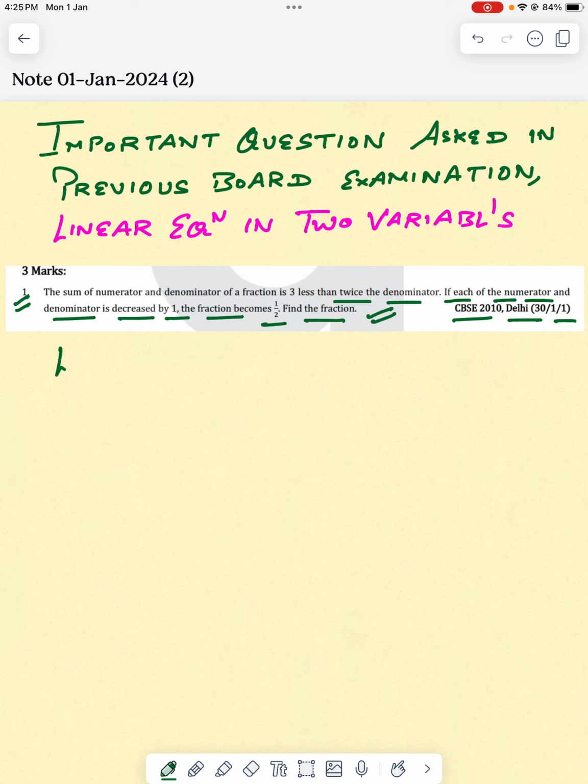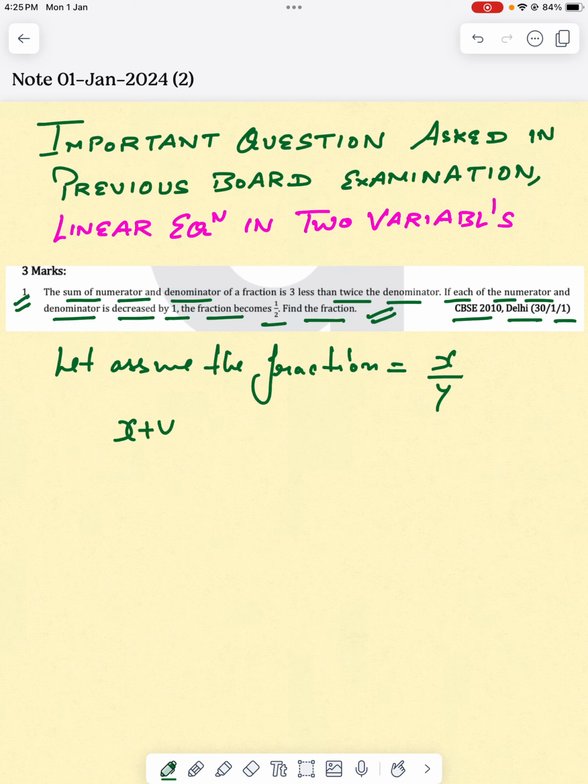So let's assume the fraction is x upon y. We have to find the values of x and y from the given situation. It is said that the sum of numerator and denominator, that is x plus y, is 3 less than twice the denominator. So we subtract 3 from 2 times the denominator. The denominator is y, so 2y minus 3. This is our first linear equation.